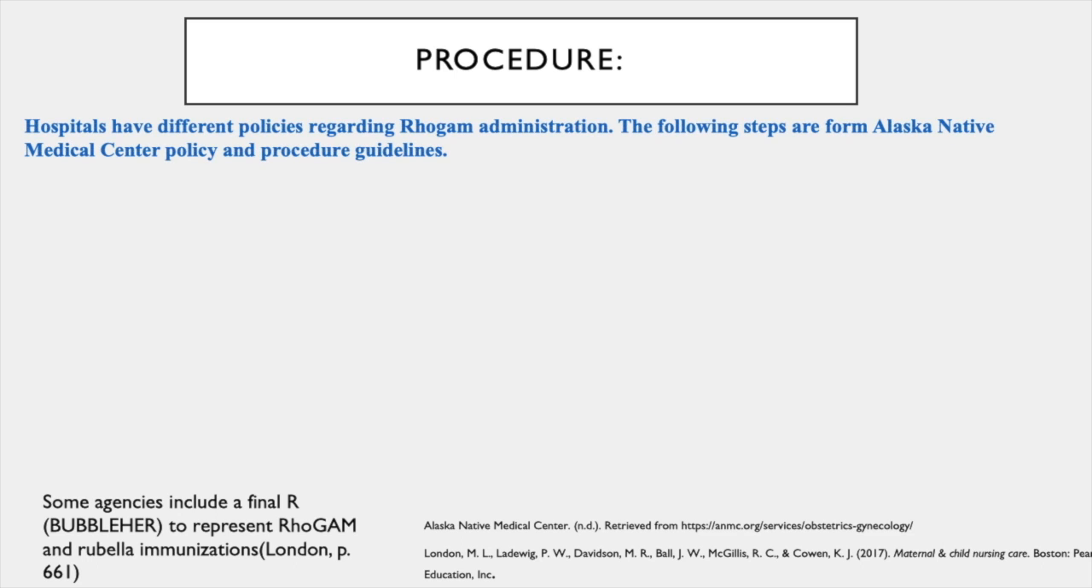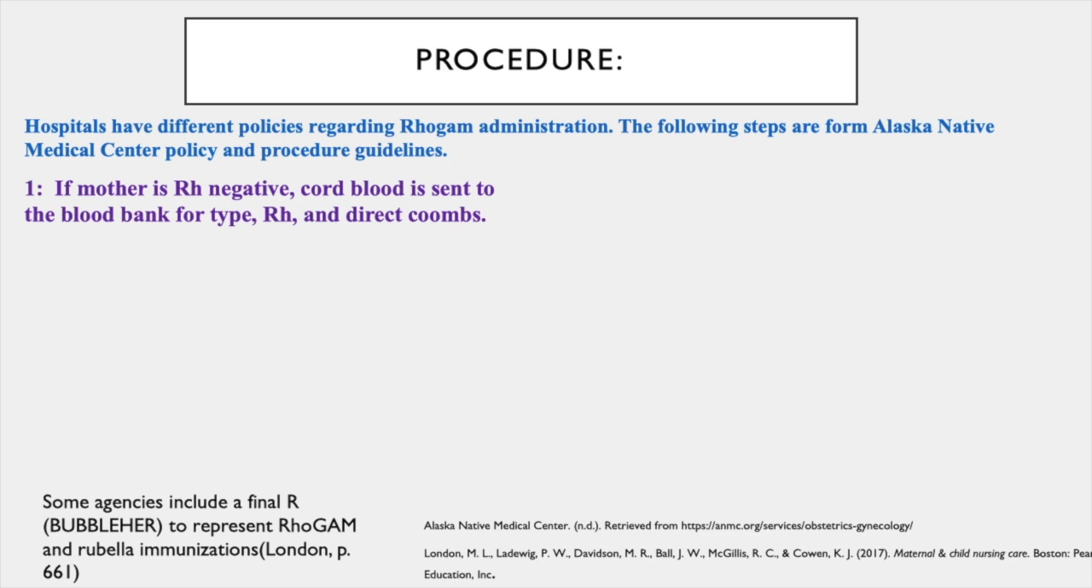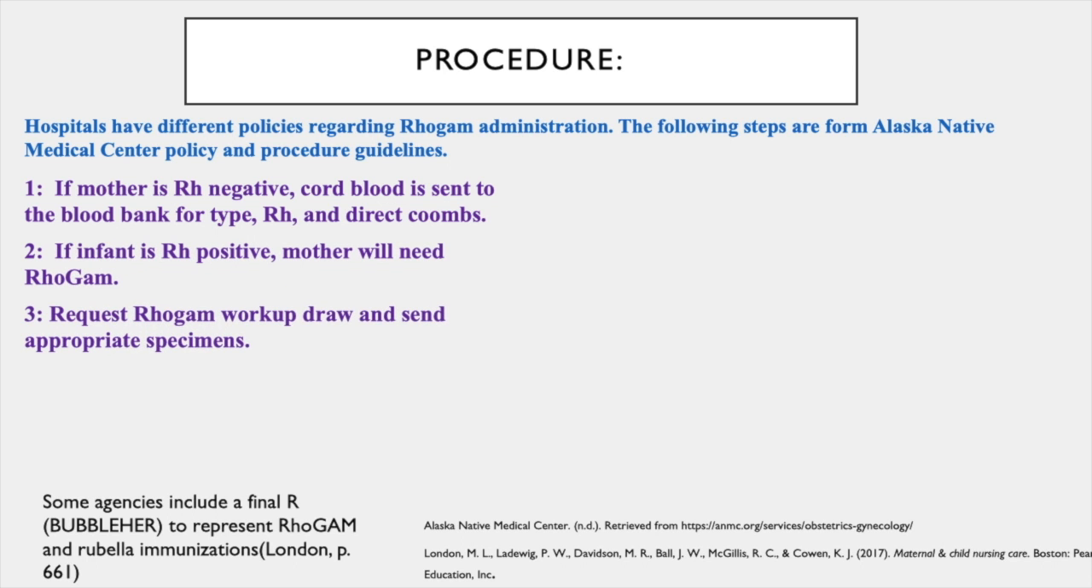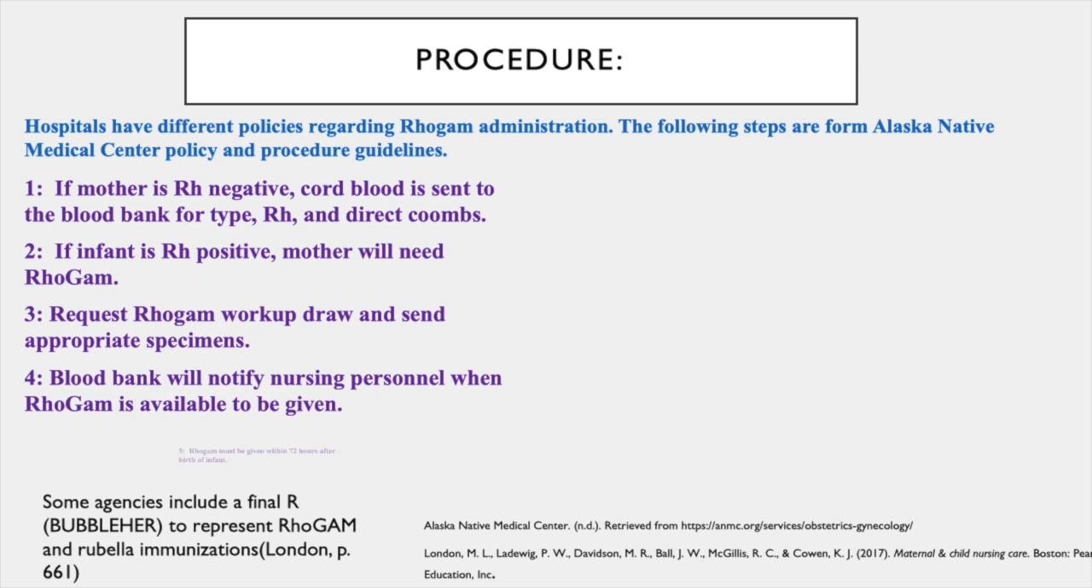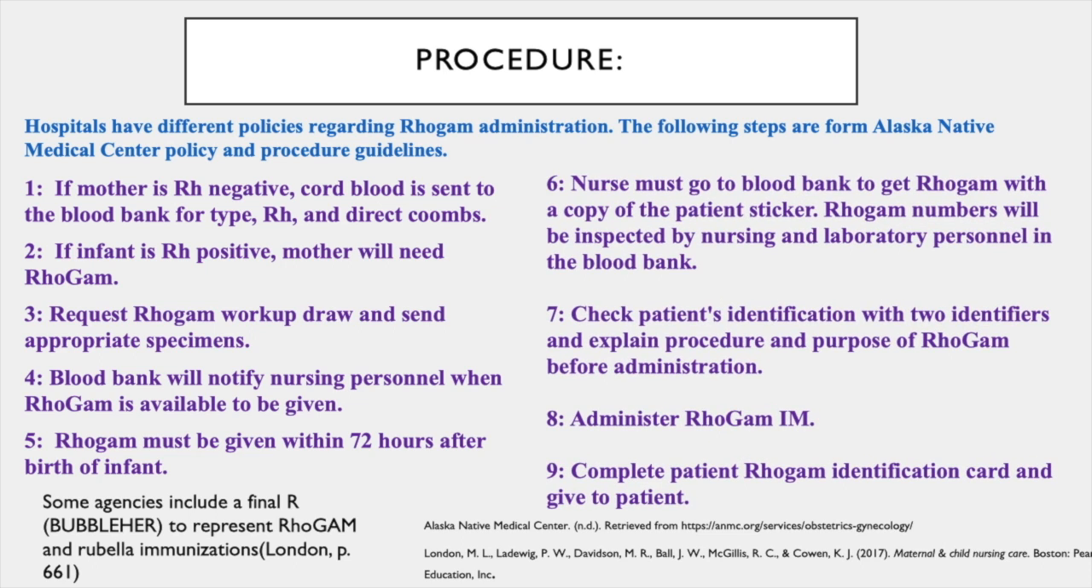Hospitals have different policies regarding Rhogam administration. The following steps are from the policy and procedure guidelines from Alaska Native Medical Center. First, if the mother is Rh negative, the cord is sent to the blood bank for type, Rh, and direct Coombs test. If the infant is Rh positive, the mother will need Rhogam. In a workup, draw and send appropriate specimens. The blood bank will notify nursing personnel when Rhogam is available to be given.